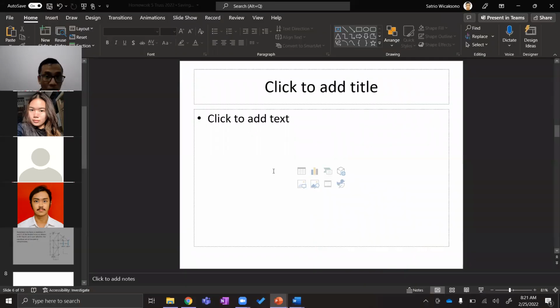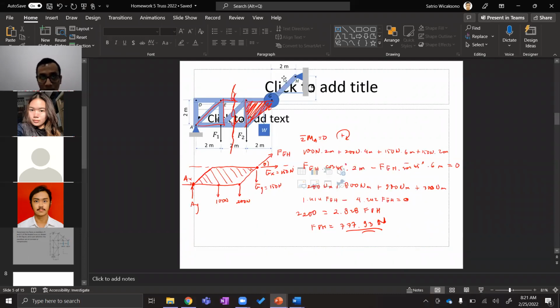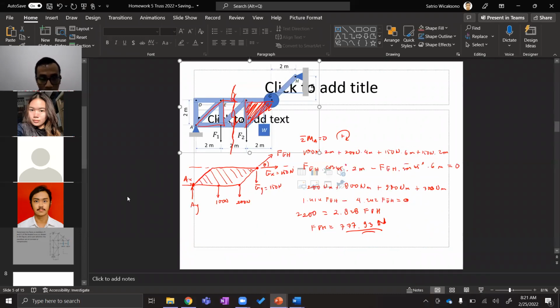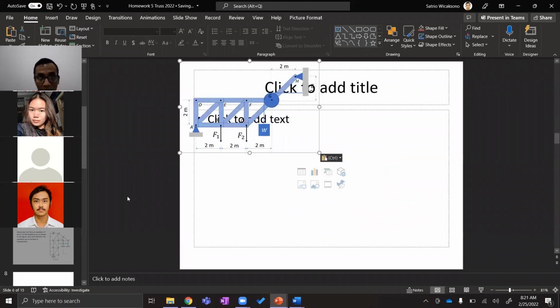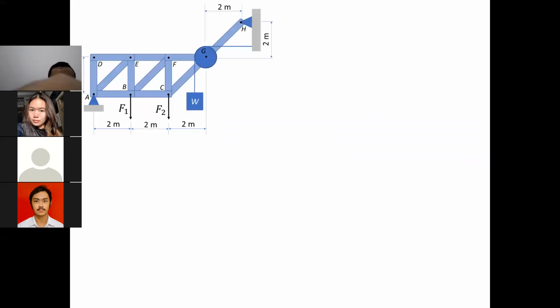Sorry, this one. Okay. Now we have 10 more minutes. Okay, we can just cut it here. So what we have is just left with this triangle, right? Okay, so we have FCG there. So this will be our last free body diagram.